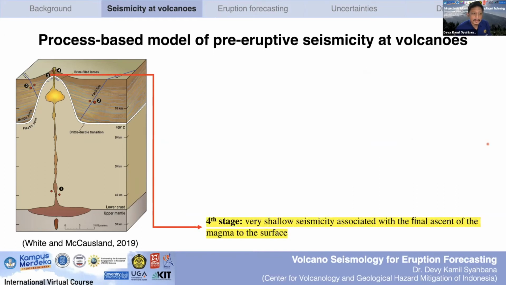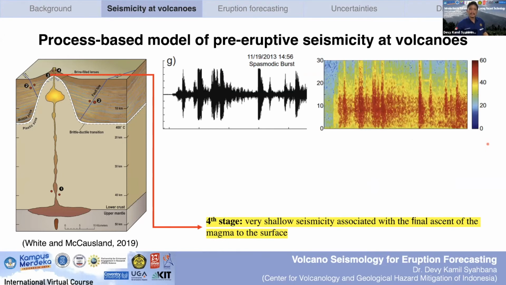And the fourth state that we would probably see is another type of tremor. It is called a spasmodic tremor or spasmodic burst. But you have to make a difference between the low frequency tremor, like the harmonic tremor, and this spasmodic burst.